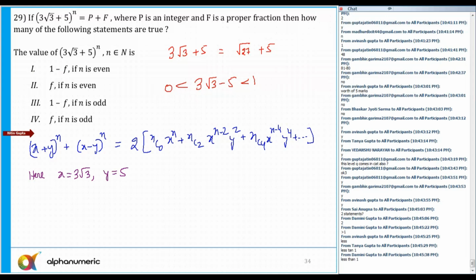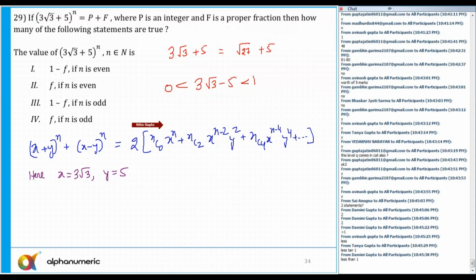So if I substitute these terms here, can I say the right hand side is always going to be an integer? Please tell me, yes or no. Yes, provided n is known, but we have no idea what n is. If n is an even number, x is 3 root 3, so 3 root 3 raised to power n. If n is an even number, then only the right hand side will be an integer.